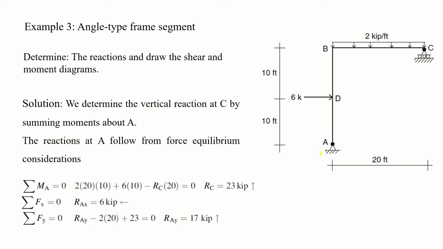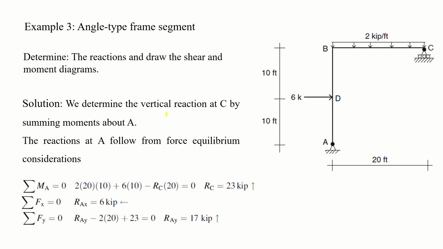Okay. Now this is angle type frame segment example number 3. Why it is called angle type, that you have only one column and one beam. The beam is supported at its end with the roller support, and the column is supported at its end with the hinge support. You have to determine the reactions and draw shear and moment diagrams.